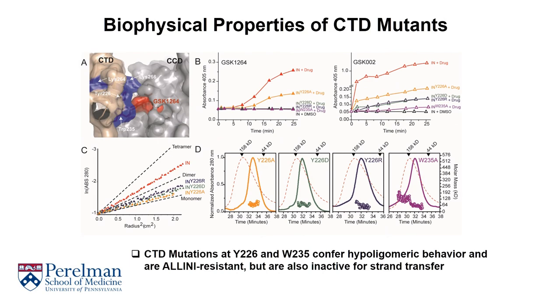Another interesting implication of this structure is the lack of appearance of mutations on the C-terminal domain side of the interface. Since it is well known that most mutants to the C-terminal domain confer defects to integration activity and are not viral replication competent, these resistance mutations would not be naturally occurring. To further probe this experimentally, we made mutations of the two large hydrophobics that lie directly at this drug interface, tyrosine 226 and tryptophan 235.